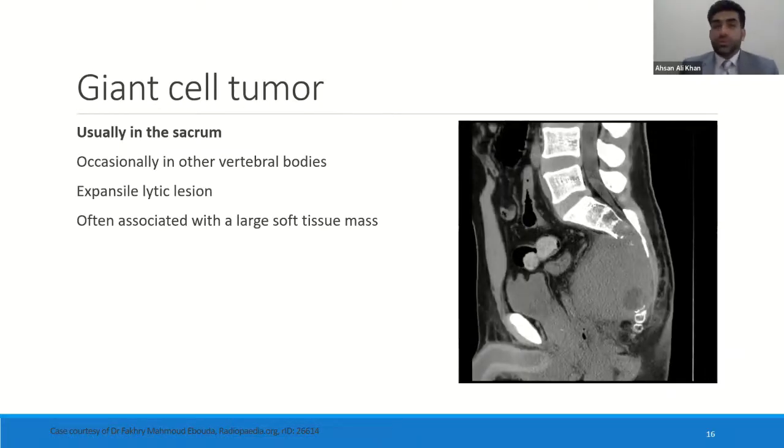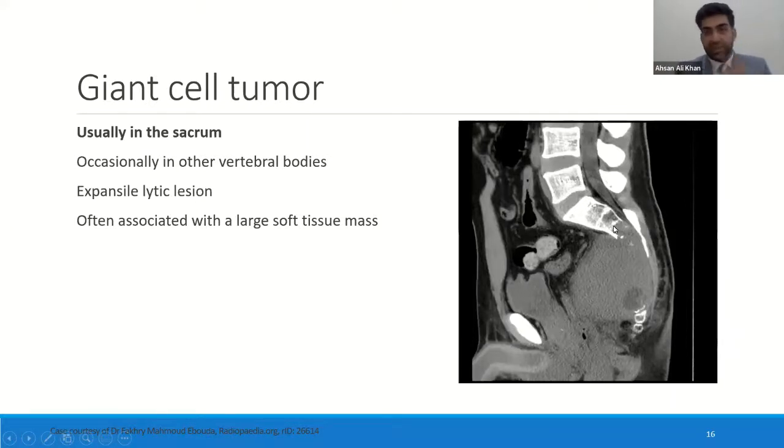Giant cell tumors. Now, let's discuss the giant cell tumors. Usually in the sacrum, sometimes they can be in other vertebral bodies as well. Expansile lytic lesion. When I'm using the words lytic, sclerotic, I hope you understand, I'm showing you CT first, then I'm going to the MRI, because whenever it comes to the quality of the bone, the lesions, lytic and blastic, sclerotic, or when you're looking at the cortex of the bone, CT is the best. In this, you can see it is often associated with a large soft tissue mass here.